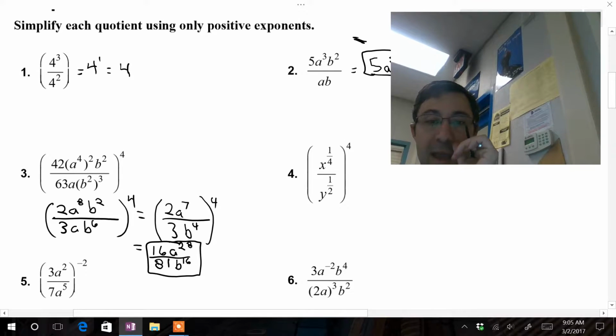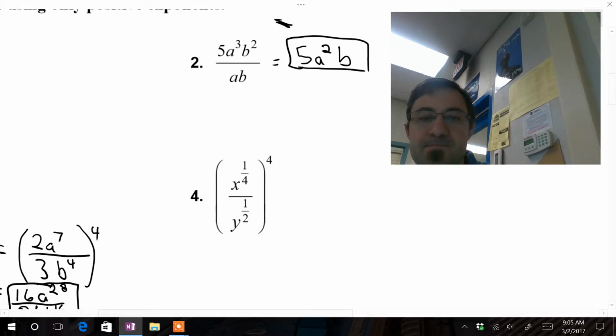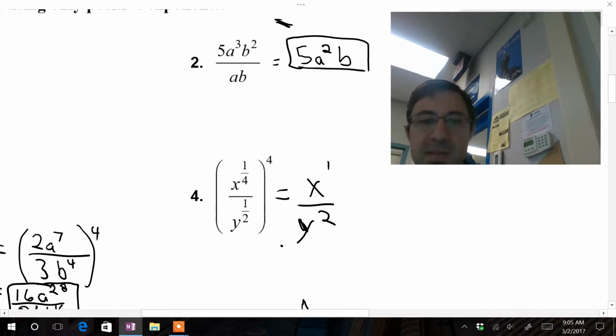Number 4, I have to do the power rule. I'm going to multiply 1/4 by 4. What is that? Yeah. So it's x to the 1. And then what's 4 times 1/2? So it's x over y squared. Positive exponents, we leave it as that.